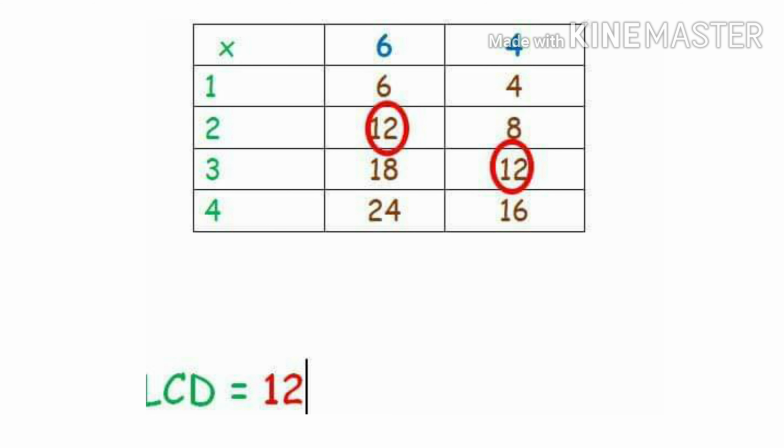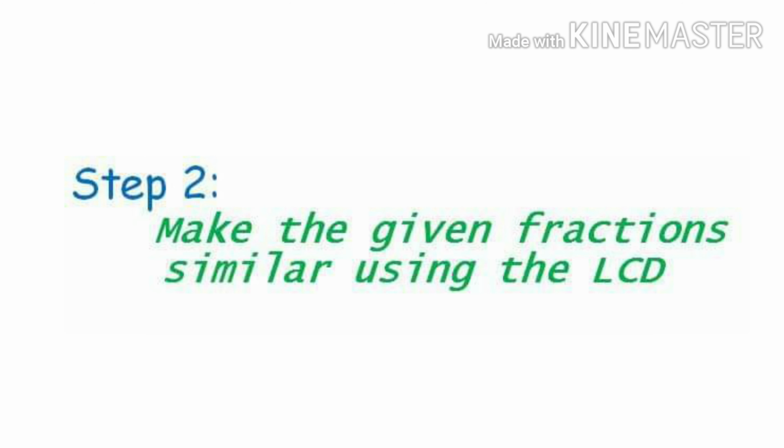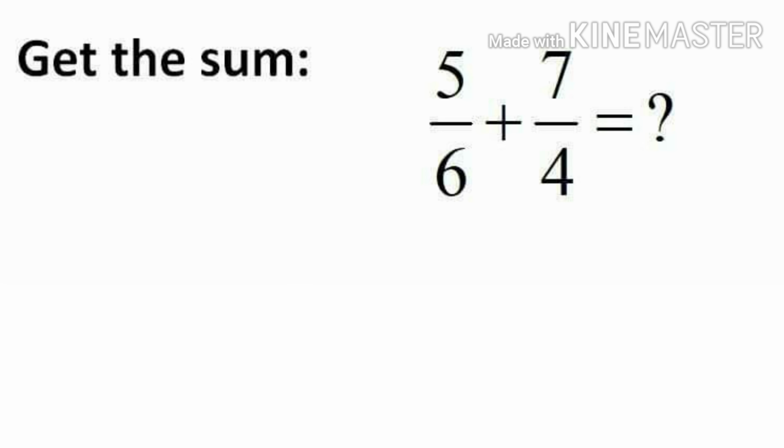Can you spot now our least common denominator? Yes, you are right. We could see both of the numbers have the same multiple, which is 12. So 12 would also be our least common denominator here. It's time for us now to make our fractions similar. So we are going to make 5/6 and 7/4 similar fractions.